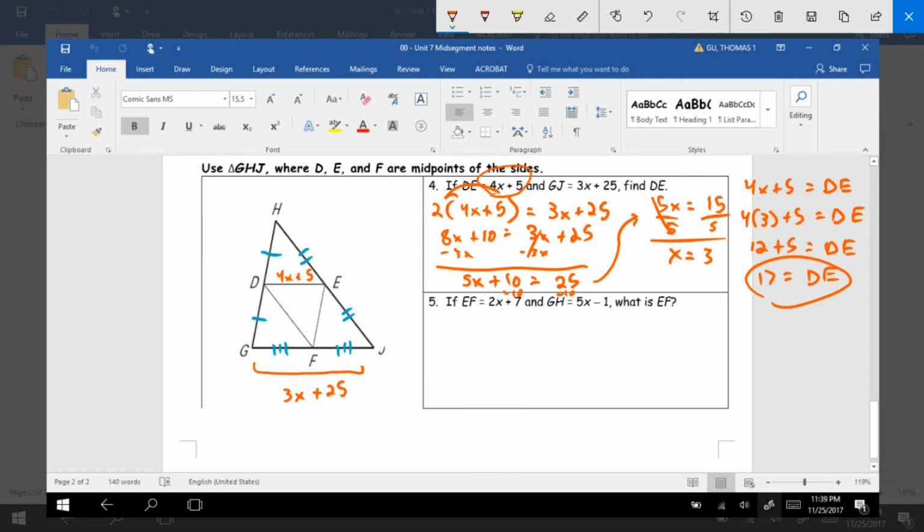All right, let's go on to number 5, the last question of the day. All right, so I'm going to do this one in the blue. Actually, I'll just erase this stuff for you. Here you go. Okay, if EF, so where's EF at? That's right here. EF is 2x plus 7. Boom. And GH, where's GH? That's over here. GH is 5x minus 1.